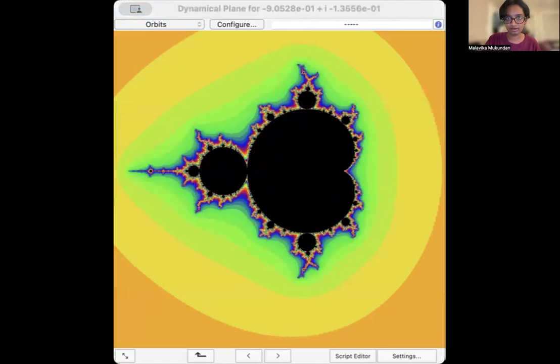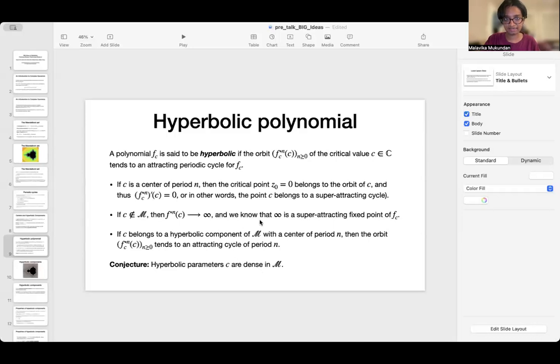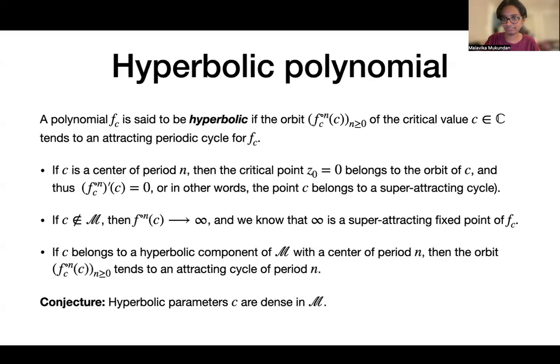Okay, we'll see a little more about the structure of these hyperbolic components, but there is this really big conjecture that says that hyperbolic components are actually dense inside the Mandelbrot set. It's not been proven yet. The conjecture was posed, I think, several decades ago. It's still open.